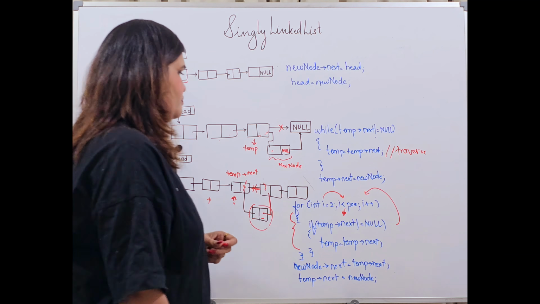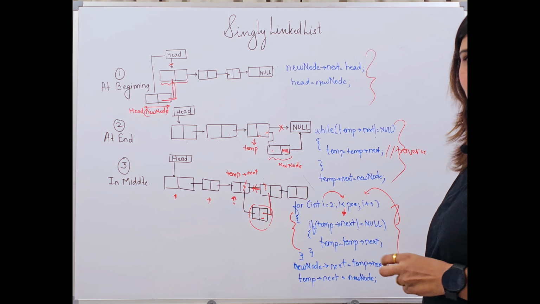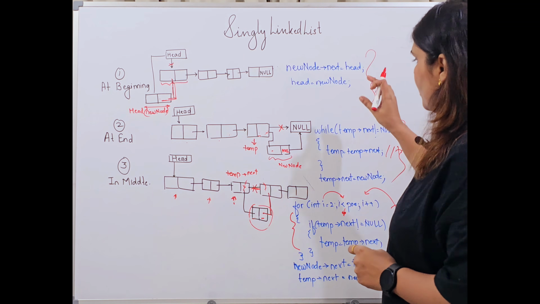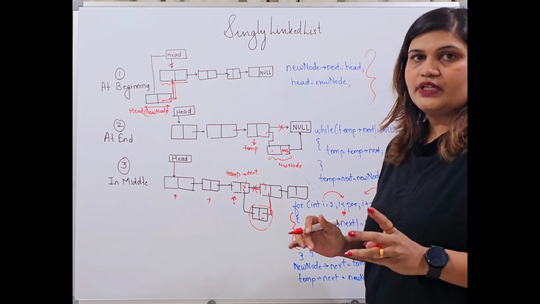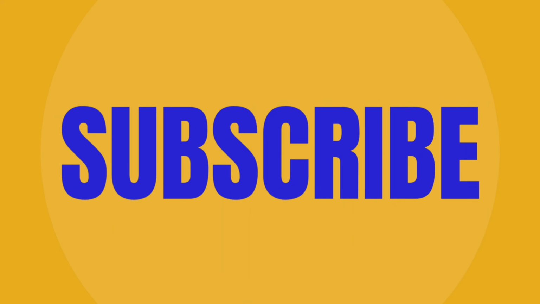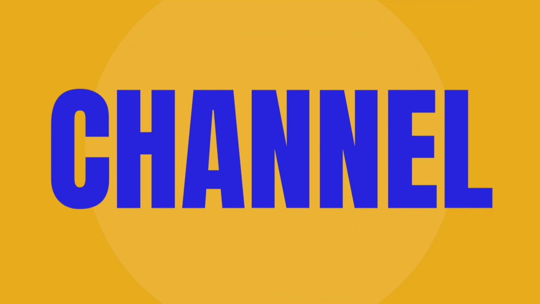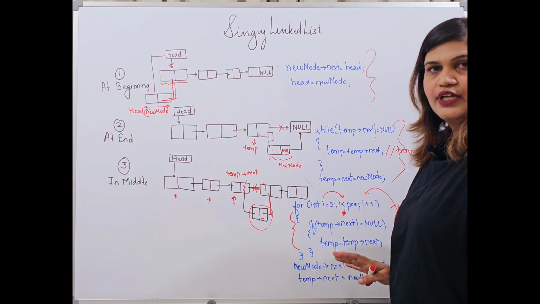Clear? So these are the functions that you use. Collaboratively, you have all these lines of code written when you are trying to insert elements. These are the lines of code that you use.